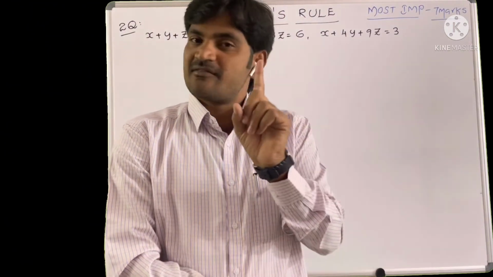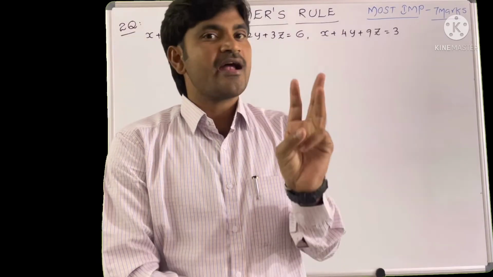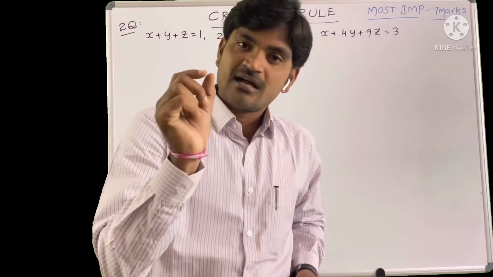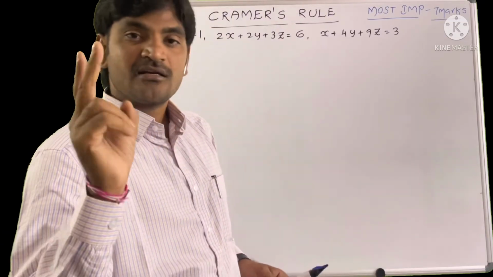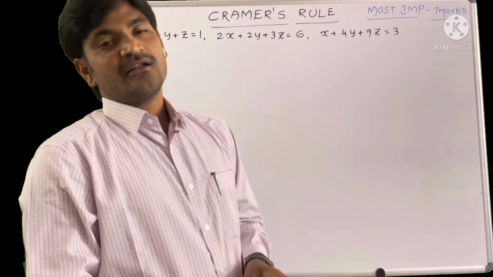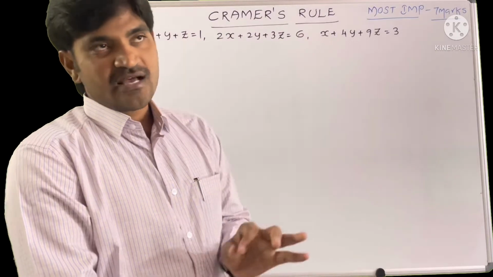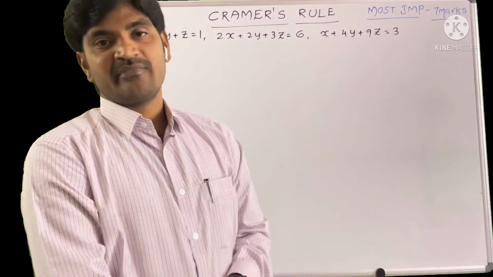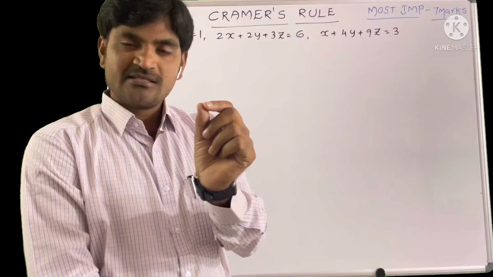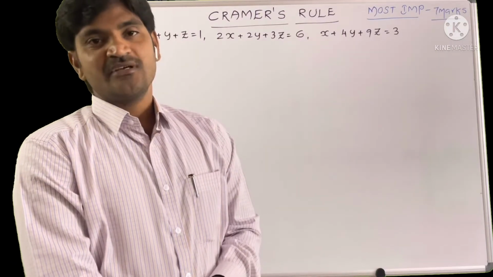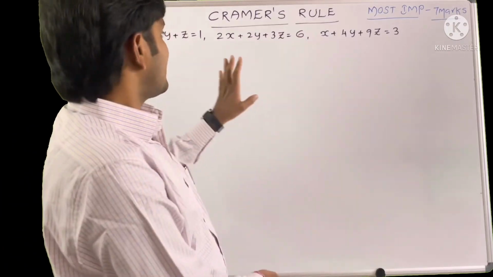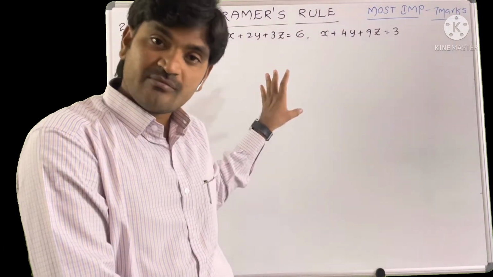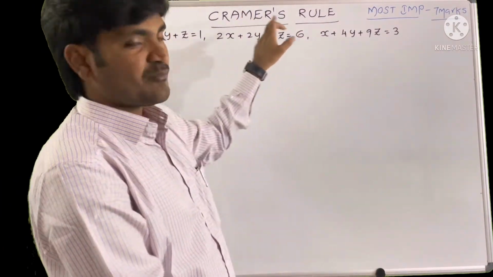First of all we write the A value, X value and D value, find delta value, after that find delta 1, delta 2 and delta 3. And finally we use the formulas: x equal to delta 1 by delta, y equals delta 2 by delta and z equals delta 3 by delta. Same method. So again we start one of the most important questions by using Cramer's rule.